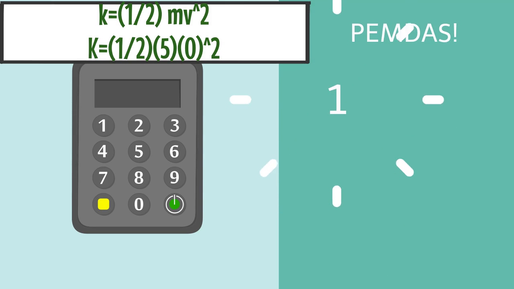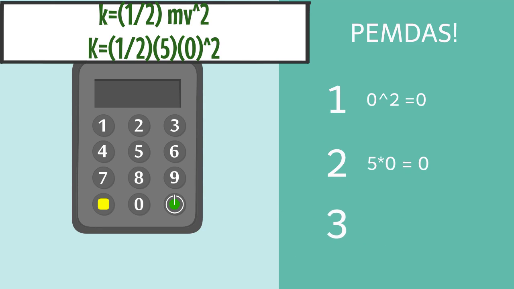Once we plug the 0 into the V, if we square 0, we get 0. And then if we multiply that 0 by the 5, we're going to get 0. And then 0 times 1/2 will equal 0 also. So the kinetic energy of the block that's at rest will equal 0 joules.